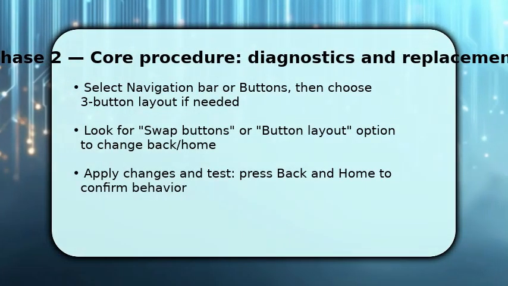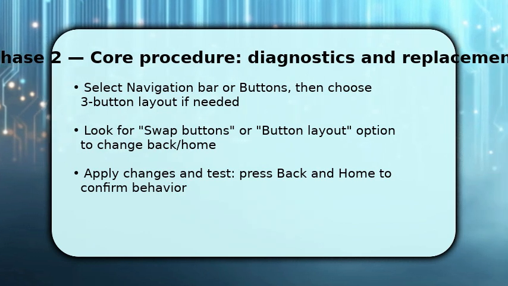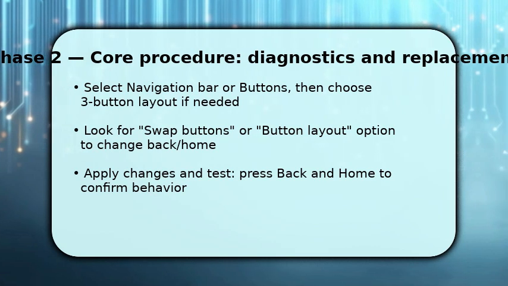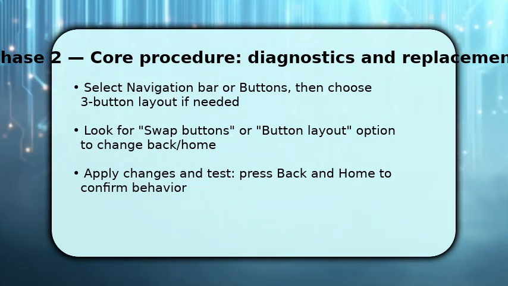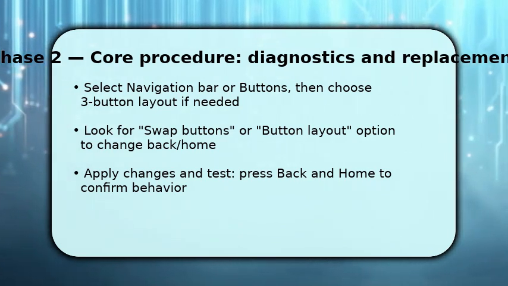Now change the layout. If you're in Gestures, switch to the 3-button layout first, then open Navigation Bar settings. Look for options labeled Swap Buttons, Button Layout, or Layout Order. Manufacturers use slightly different names. Choose the alternative layout to flip back and home positions, then apply the setting.